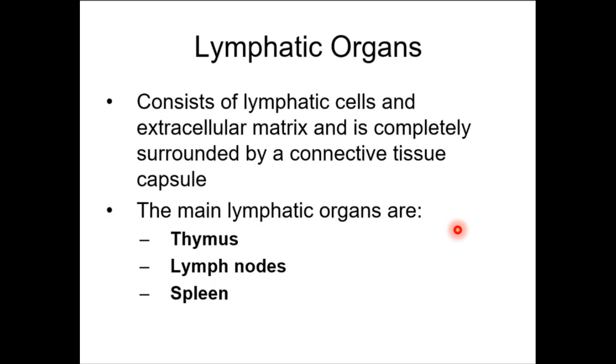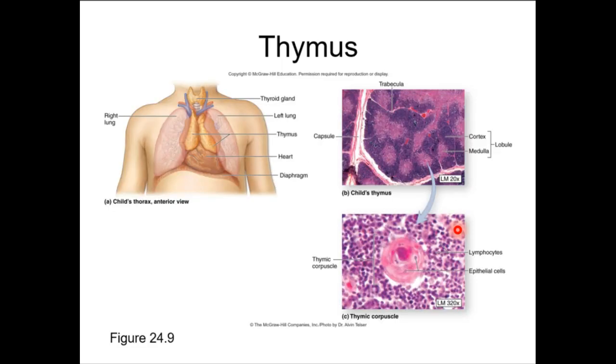Okay, lymphatic organs. Your thymus, we've already mentioned, is the maturation site for T cells. We're also going to talk a little bit about the anatomy of lymph nodes. And then finally, what does the spleen do? Which is my favorite. All right, thymus gland.